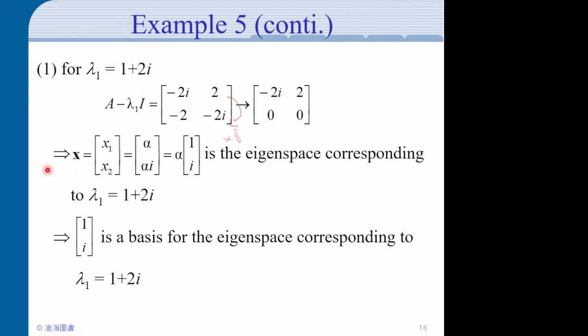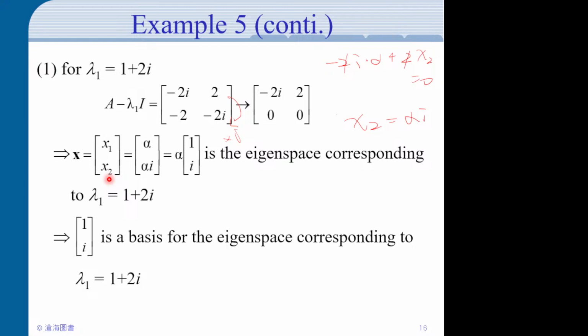And then you solve this, and you can just say x1 equals alpha. Then you get minus 2i times alpha plus 2 x2 equal to 0, and you can cancel those 2, and then you just get x2 equal to alpha i.